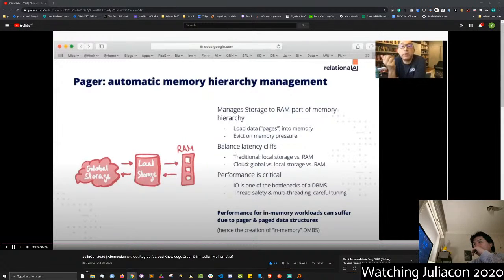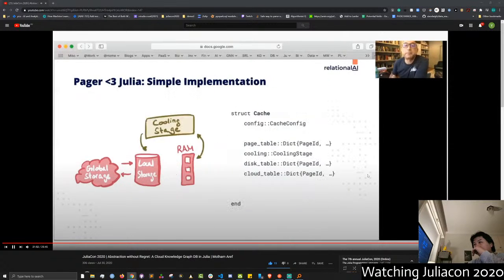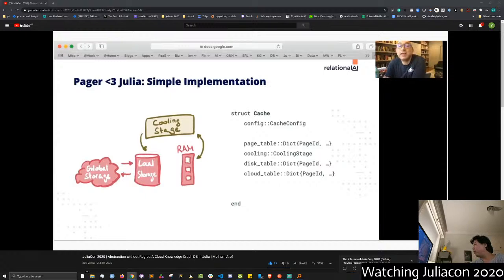For a cloud-native database such as the one we're building at RelationAI, it means overcoming the much larger latency gap between local storage, EBS, for example, on Amazon, and network round trips for cloud storage like S3. Implementing this capability was very straightforward in Julia. Julia lets us implement the pager design cleanly without any needless boilerplate.